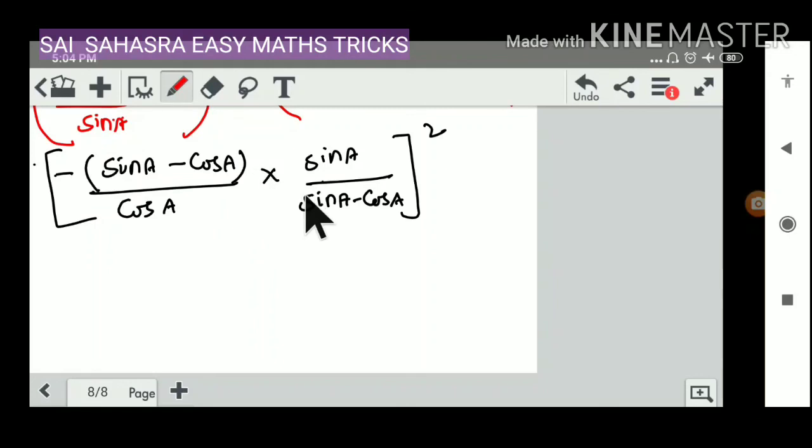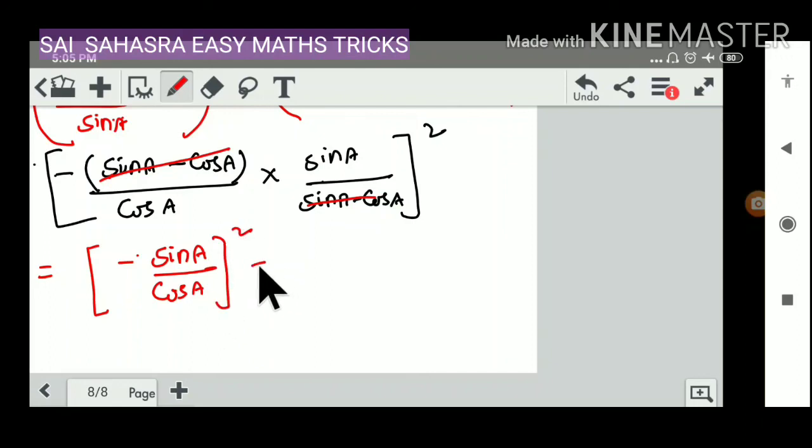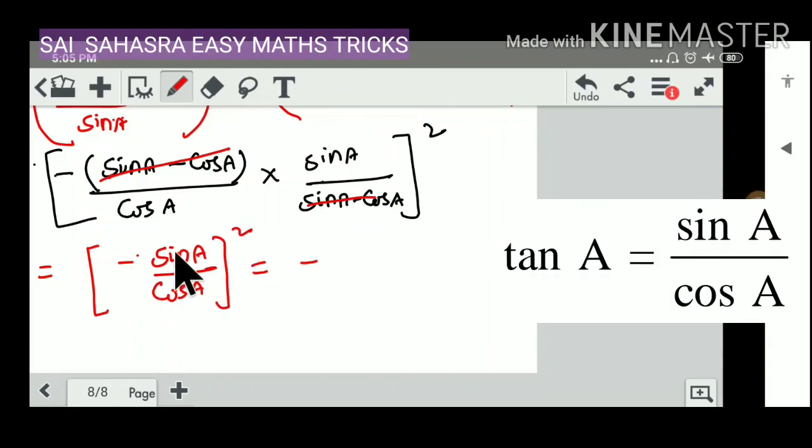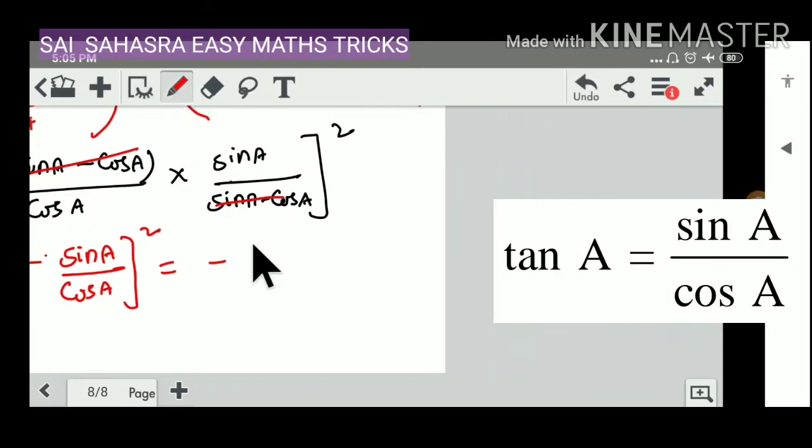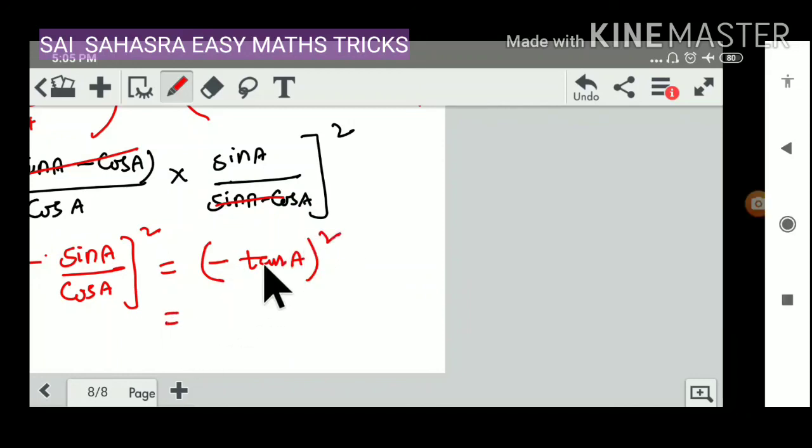Now if we see these two fractions, this sin A minus cos A and this sin A minus cos A are cancelled. Both will be cancelled. We have minus sin A by cos A whole square. Further, minus will be minus, sin A by cos A is tan A, overall square. A negative number squared always gives a positive. Minus tan A whole square can be written as tan square A.